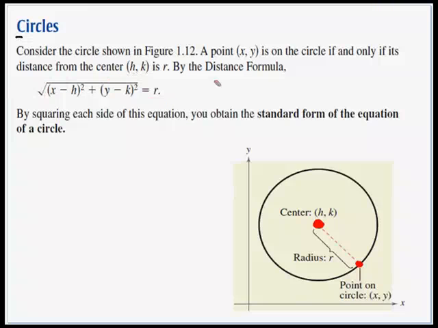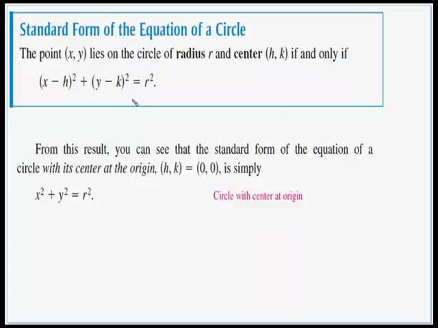So we want to come up with the equation of a circle. We're going to square each side of this equation. If I square the left side, the square and the square root cancel, and I just have what's under the radical: (x minus h) squared plus (y minus k) squared equals r squared. And that is the standard form of the equation of a circle. So the point (x, y) lies on the circle of radius r and center (h, k) if and only if this is true. h and k are the center of the circle, r squared is the radius squared, and x and y are just x and y.